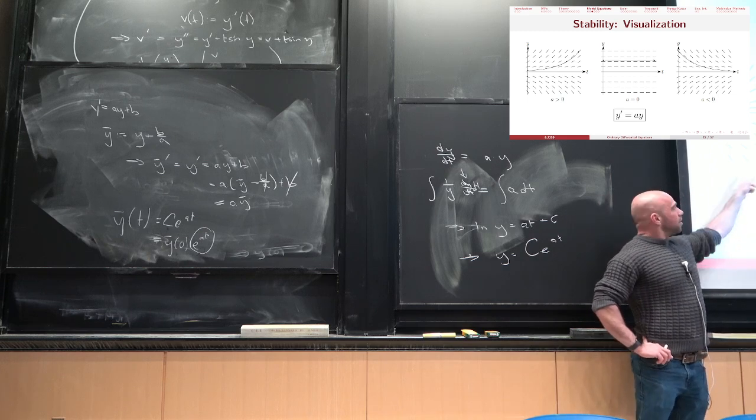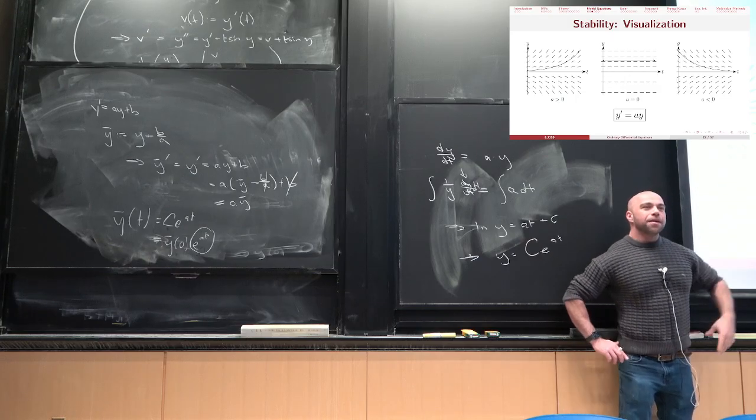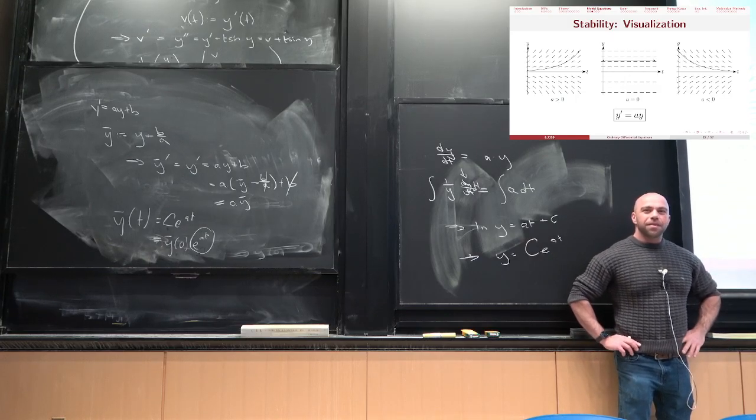So if a is positive, then our problem blows up. If a is 0, it's constant. And if a is less than 0, we converge to 0. Any questions about this plot?